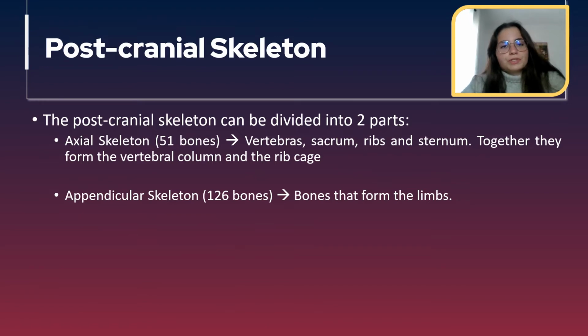So we are going to see the bones of the post-cranial skeleton. It is divided into two parts, the axial skeleton and the appendicular skeleton. The axial skeleton is composed of the vertebras, sacrum, ribs, and sternum, and together they all form the vertebral column and the rib cage. And then the appendicular skeleton is formed by the bones of the limbs.